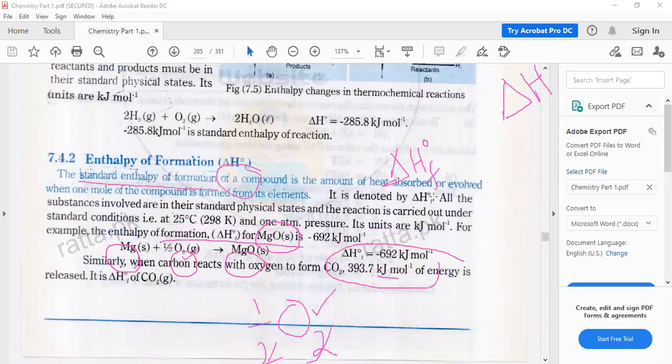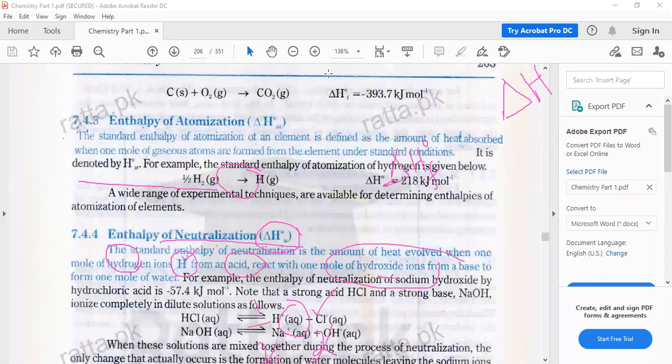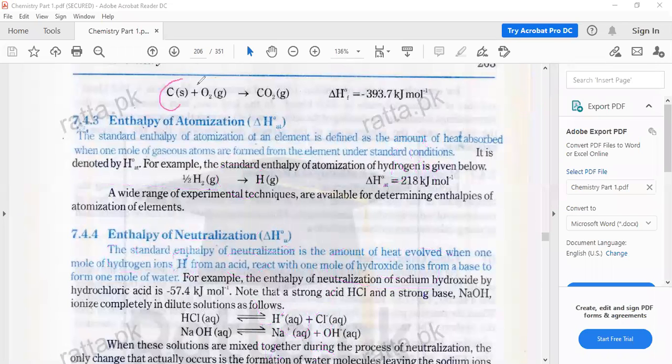So next example is formation of carbon dioxide. Here you can see carbon dioxide is also formed from its elements, carbon and oxygen. So when the compound is formed from its elements, this is called the enthalpy of formation. This is also an exothermic reaction.